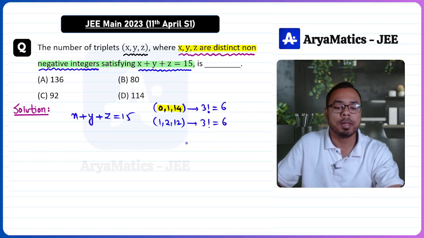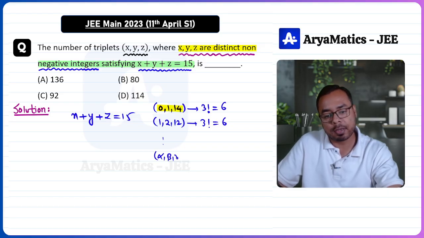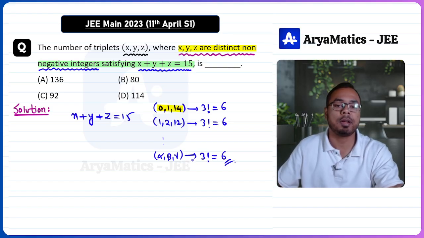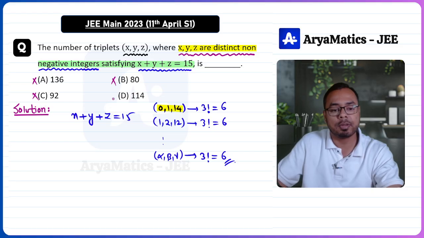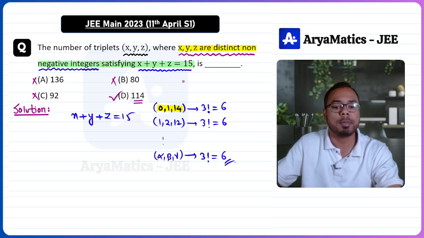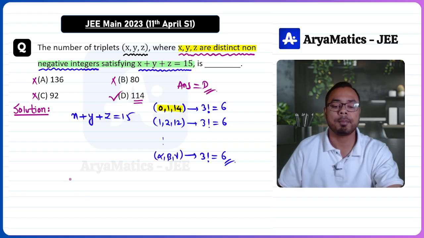In how many ways can we arrange the next solution? Another 3 factorial. So for any general solution, let us say alpha, beta, gamma, which are distinct numbers, you can arrange those in 3 factorial, that is 6 different ways. That means whatever answer you are getting, it has to be a multiple of 6 only. Now there is only one option which is a multiple of 6. 136 is not a multiple of 6. This one is also not a multiple of 6. Only this fourth option is a multiple of 6, and therefore that should be the correct answer for this problem.